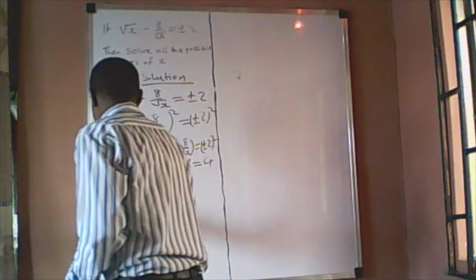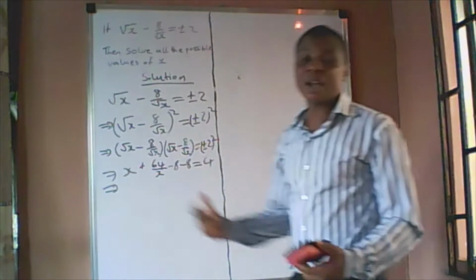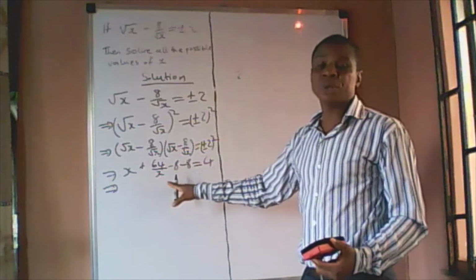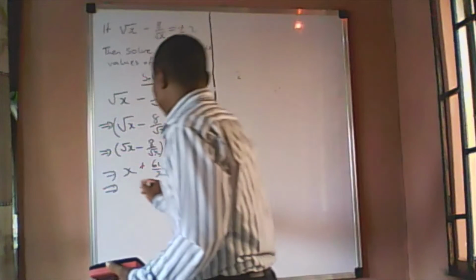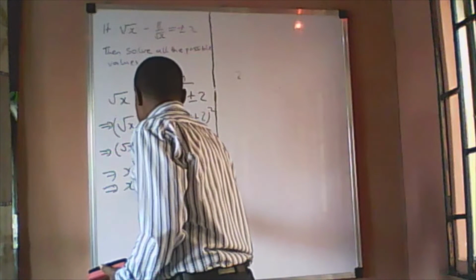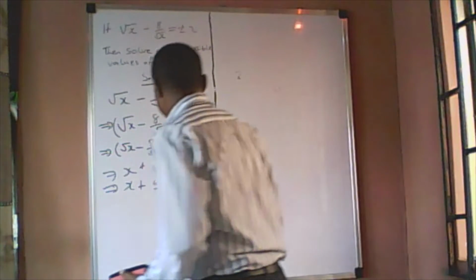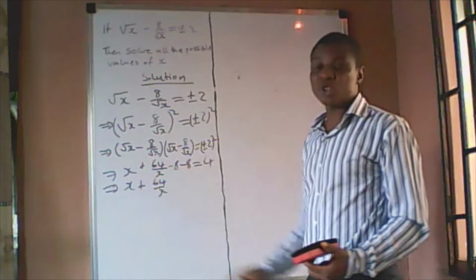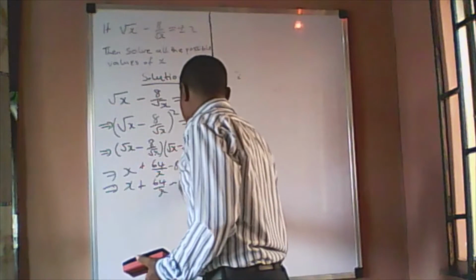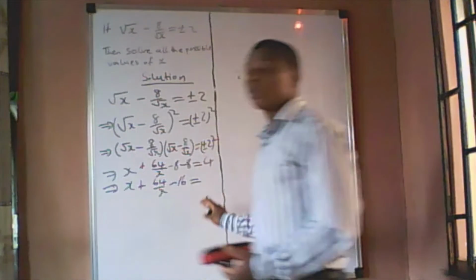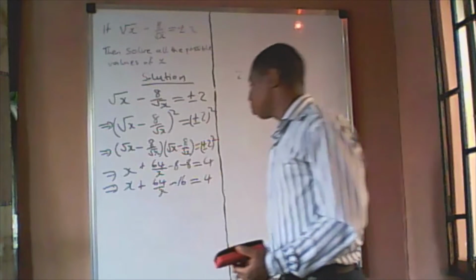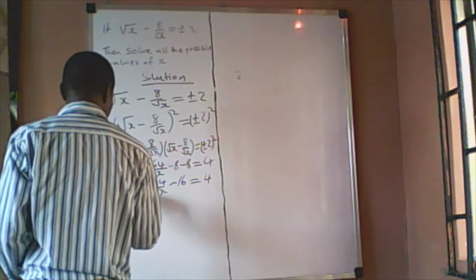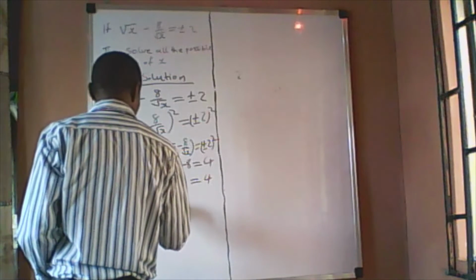We add the like terms together on the left hand side of the equation. That means we're going to have x plus 64 over x. We know that this is a like term. The two minus 8s give us minus 16, equal to 4. It implies x plus 64 over x minus 16 is equal to 4.